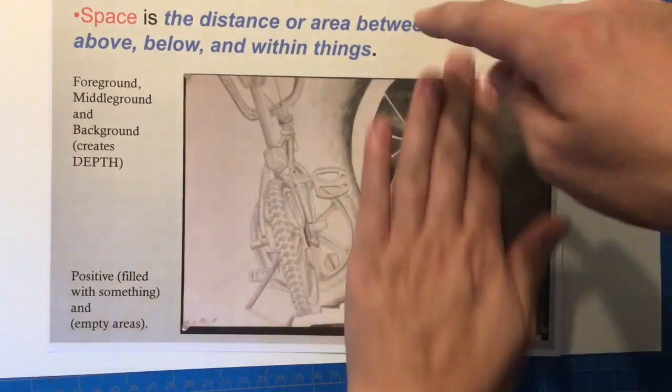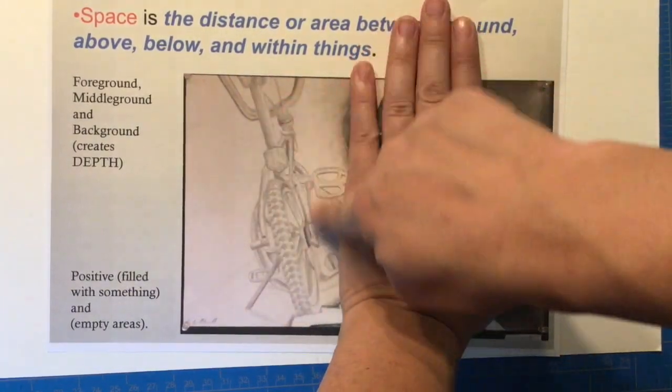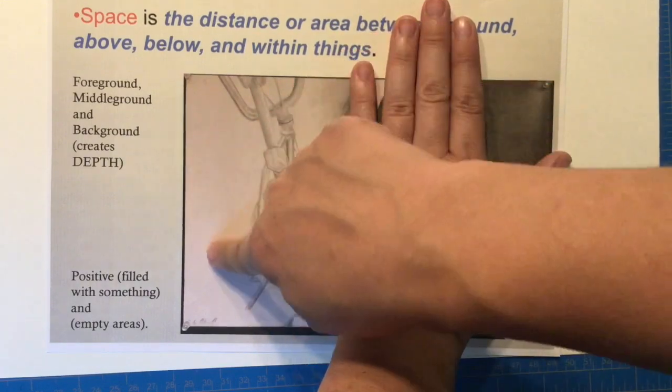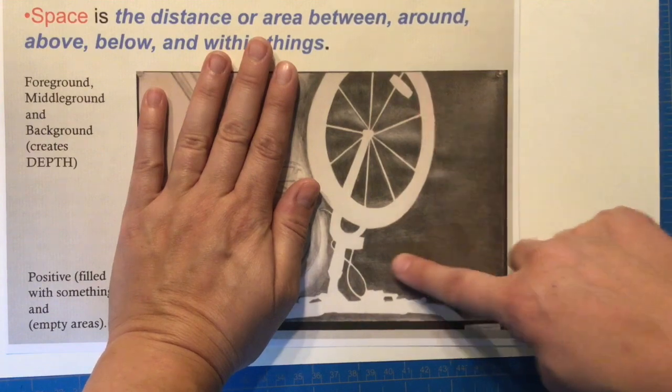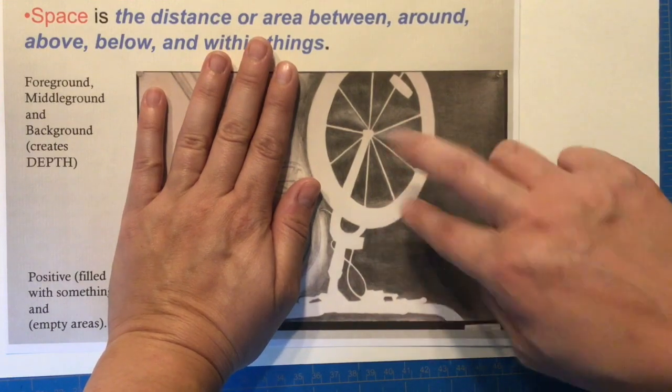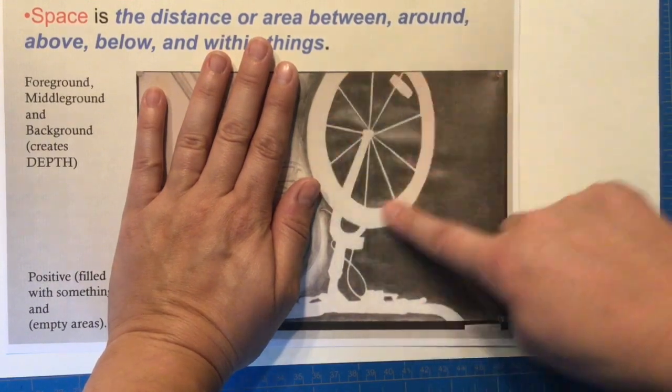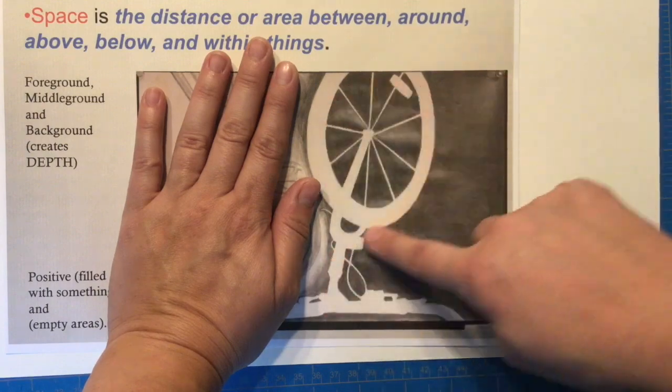So on this part of the drawing, the positive space would be the bike and the negative space would be the empty white space. But then the artist colored in the negative space and left the positive space white. So they flipped it. That makes you really look at the contour and the shape of the object.